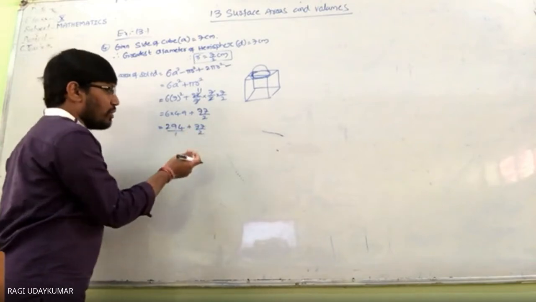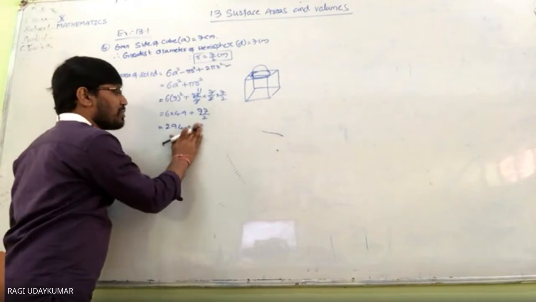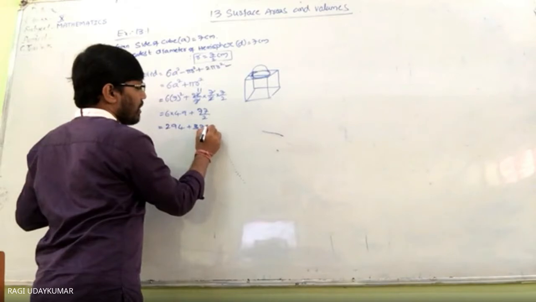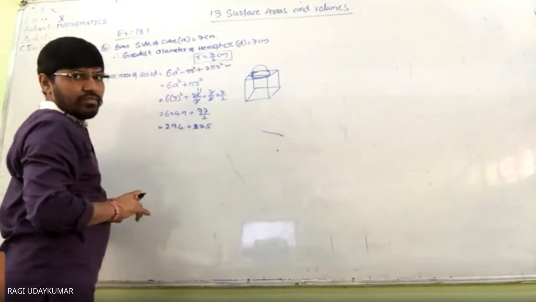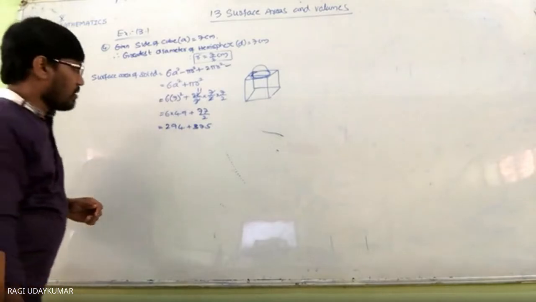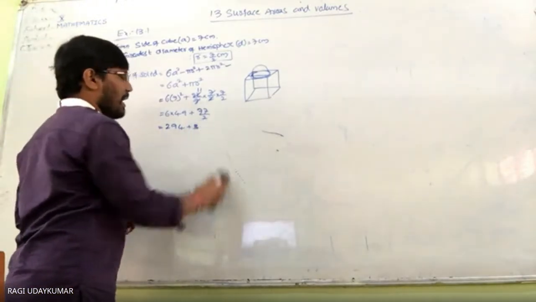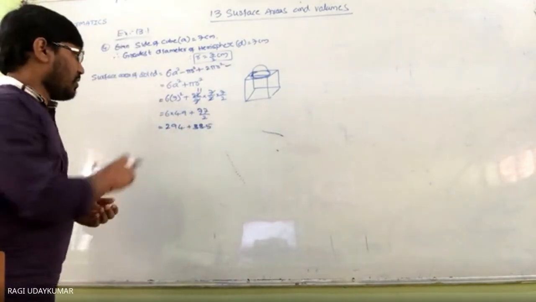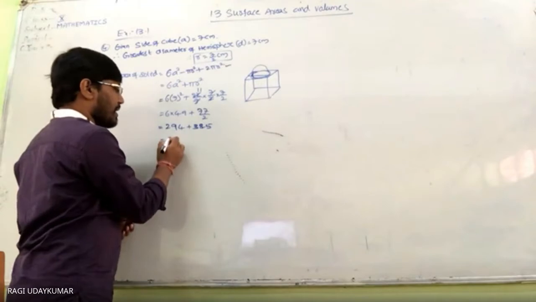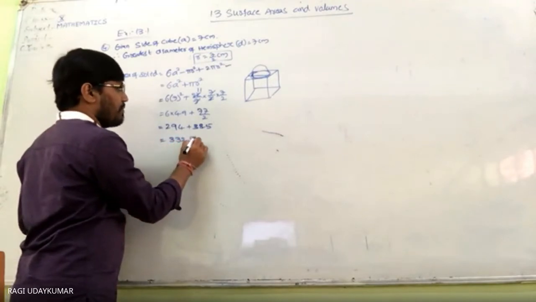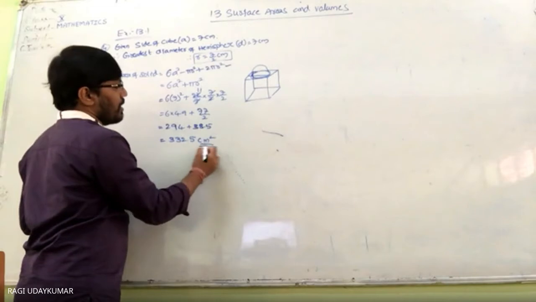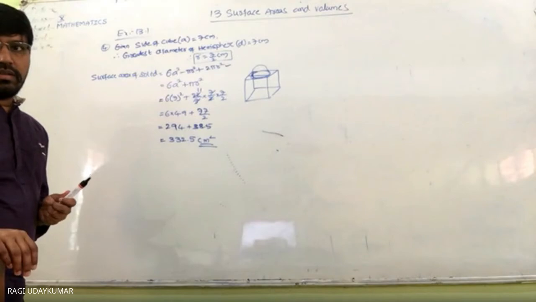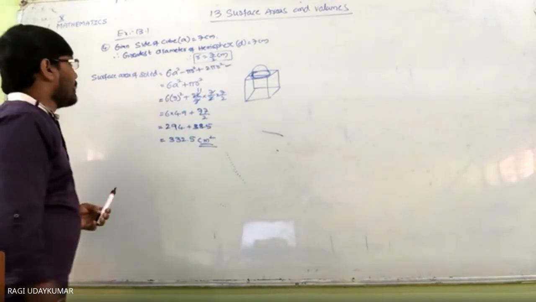So 77 by 2 you can express in decimals. In decimals we express कर सकते हैं. So if you express in decimals, what is it? 38.5. 2 से डिवाइड, ये दोनों को ऐड करना है. So 332.5 centimeter square. So this is the surface area of the solid. Okay. Now let us go to the next question. Fifth one.